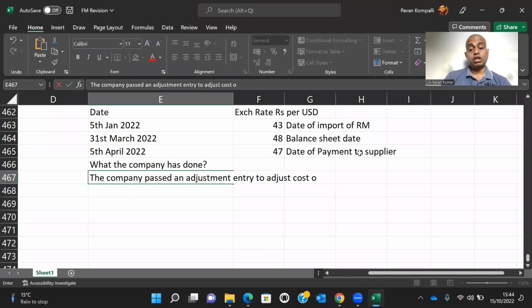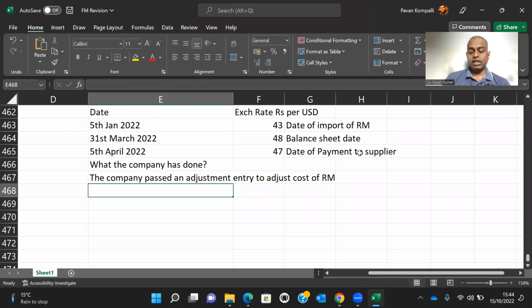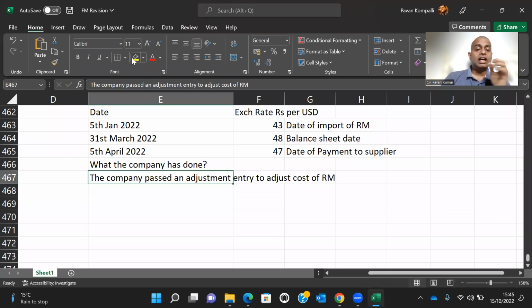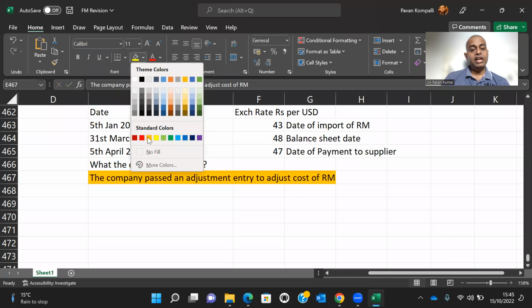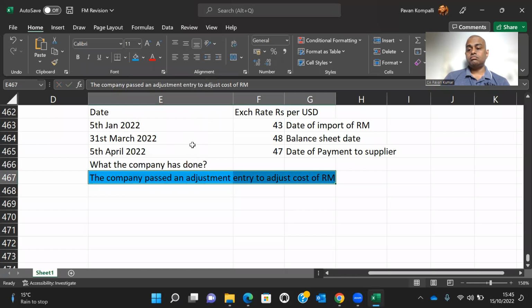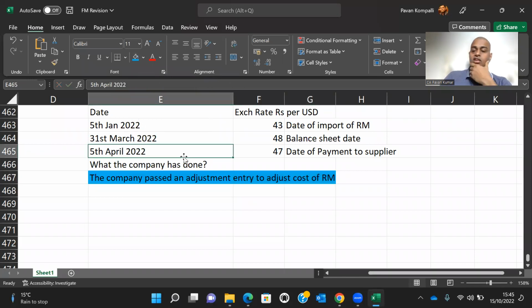Entry to adjust cost of raw materials. So this, you tell me, is it right or wrong? The company did this. The company did some nonsense. Do you think this nonsense is right or wrong? Maria is saying wrong. Abhinaya is saying wrong.